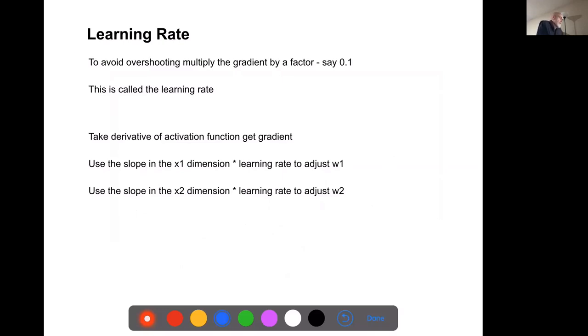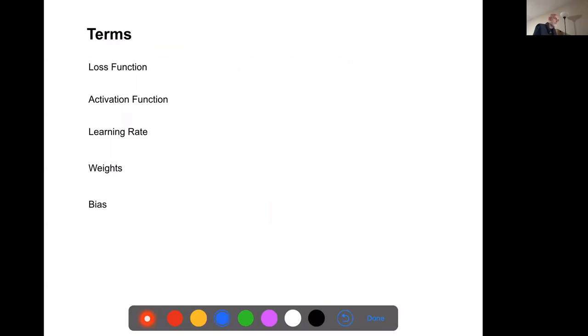And then to avoid overshooting, we have to worry about the learning rate. So we only go so far down the gradient. And so we get loss function, activation function, learning rate, weights, bias.